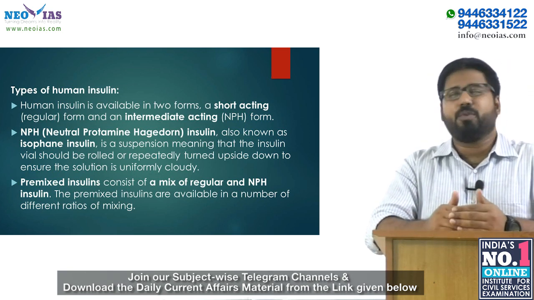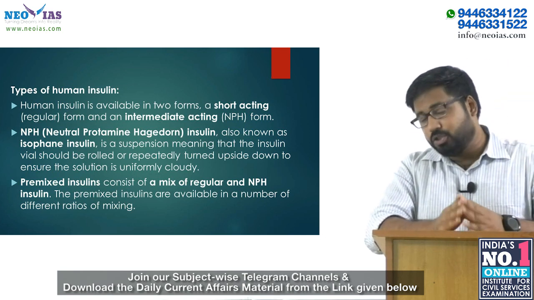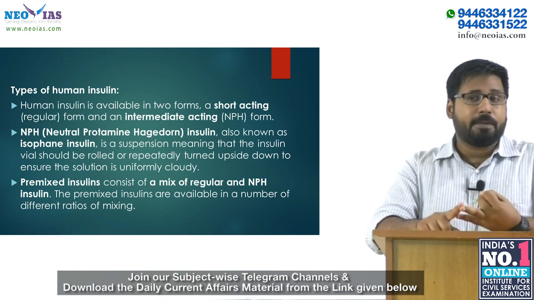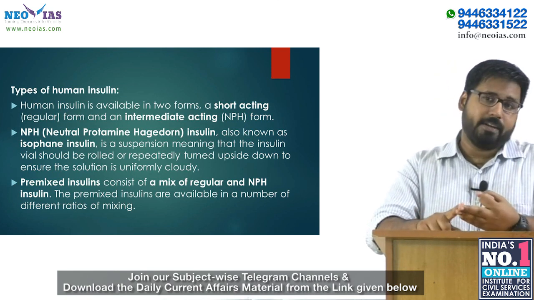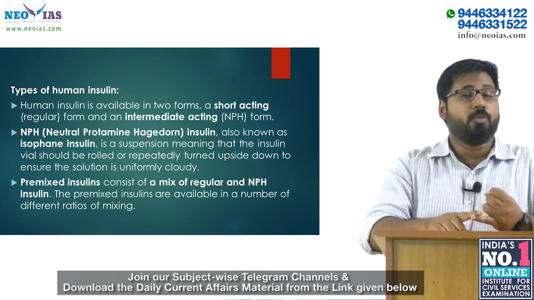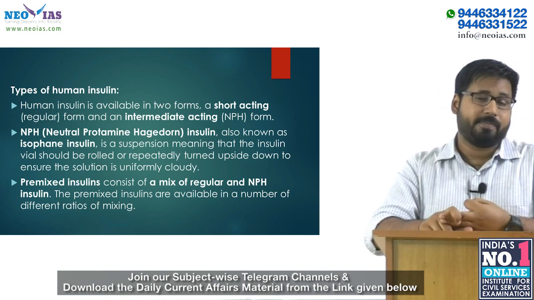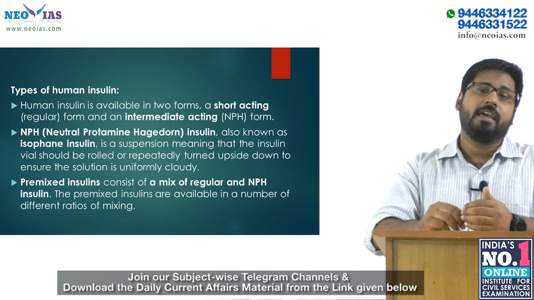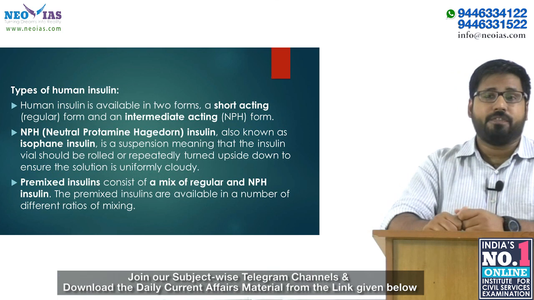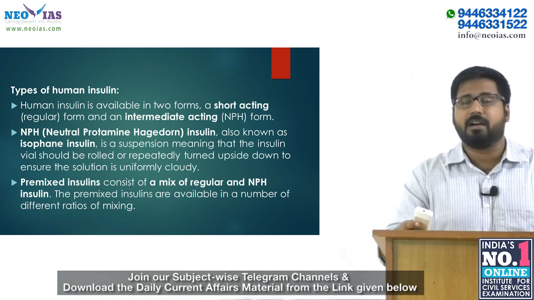Now we'll talk about a few examples of human insulin. The first one being the regular or the short acting insulin. Examples for that are Humulin S, Actrapid, and Insulin Rapid. These are three examples of short acting insulin. NPH insulins are Humulin I, Insulin Basal, and Insulatard. And finally, the premixed human insulins are Humulin M2, M3, and M5, and Insulin Comb 15, 25, and 50. So these are the examples of the human insulin that we get in the market today.